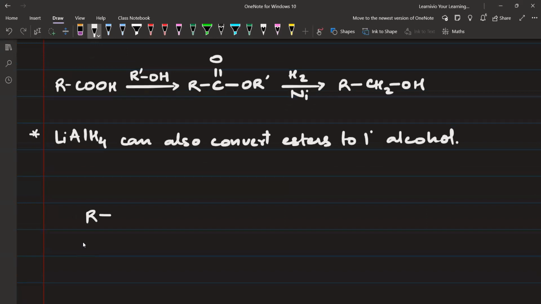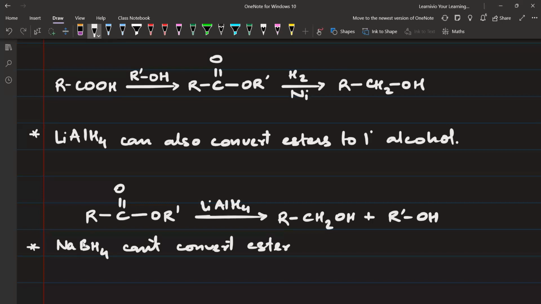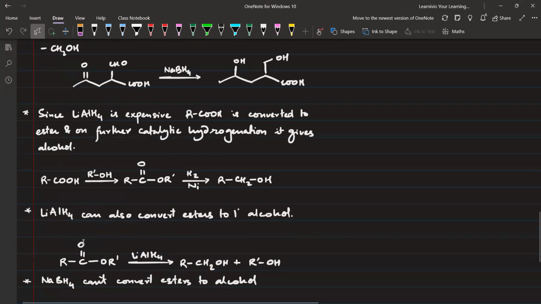But if we do, then you will have R C double bond O and OR dash. Use lithium aluminium hydride. You will get RCH2OH plus R dash OH. You'll get 2 moles of alcohol. That is important. One next point you can write, sodium borohydride can't convert esters to alcohol. So you copy this down and you can raise your hand once you're done.